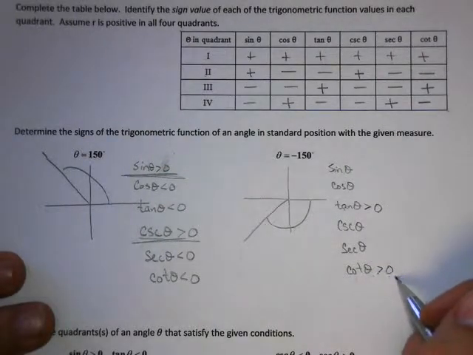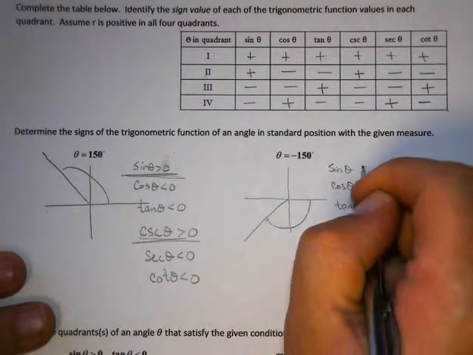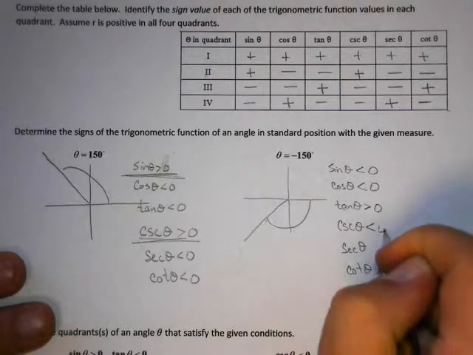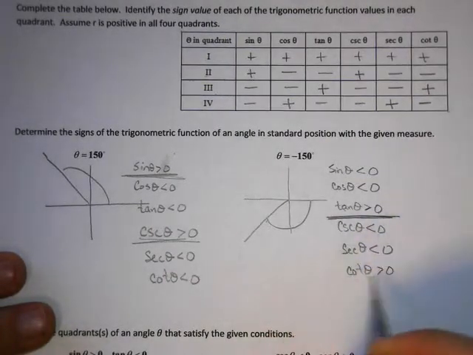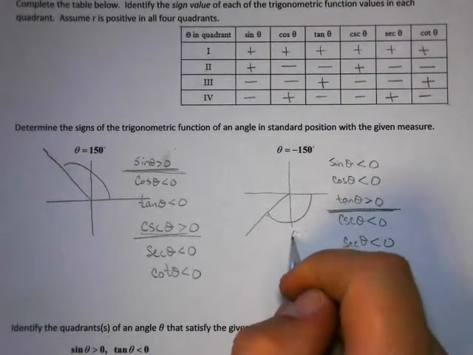Tangent and its reciprocal in the third. All the others are going to be less than 0, less than 0, less than 0, less than 0. These are going to be negative. So tangent and cotangent are the only 2 positives in that third quadrant. So here would be theta, and here would be theta in that.